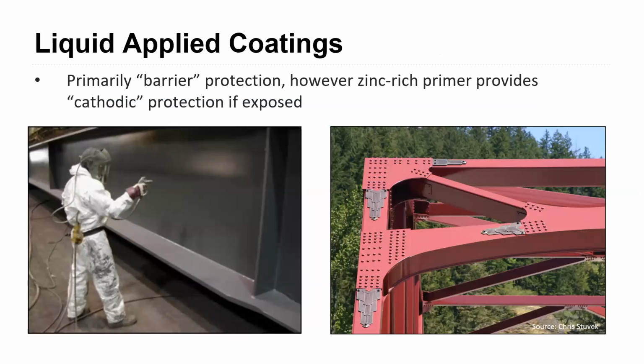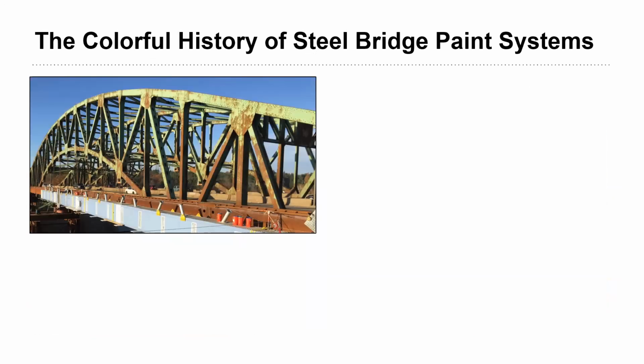Before I do though, this is typically a barrier corrosion protection system. However, the zinc-rich primer does provide some cathodic protection. And these are just some examples of how nice some of the new modern corrosion protection systems, or more specifically, the modern paint systems look.